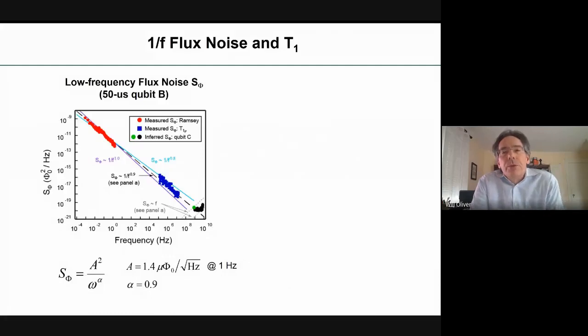So we performed noise spectroscopy on this device in a number of ways, both using Ramsey interferometry, T1 rho measurements, and looking at the T1 at the qubit frequency and inferring the noise spectrum that way. So what was really amazing to us is that this 1/f flux noise extends over many, many orders of magnitude. And the slope here is about 0.9. The amplitude is about 1.4 microflux quanta per root hertz at 1 hertz.